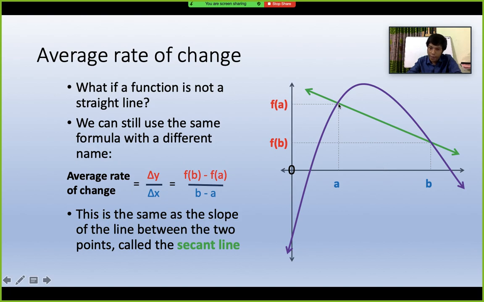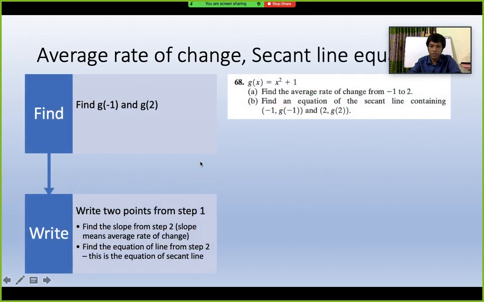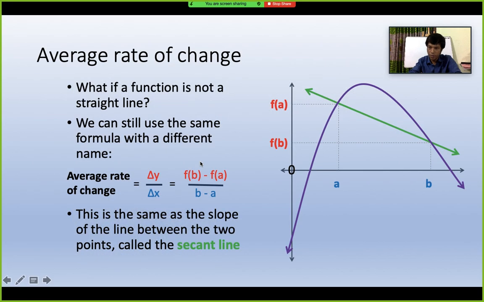Now, if we have these 2 points, then we can find out anything we want. We can find out the slope between these 2 points. We can find out the equation of the line between these 2 points, which is our task here, and the formula is the same thing. Here is an example of this concept.